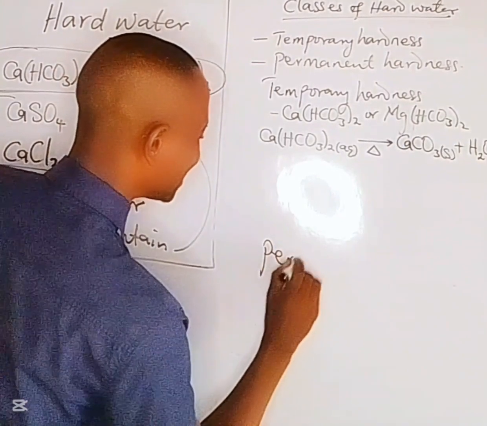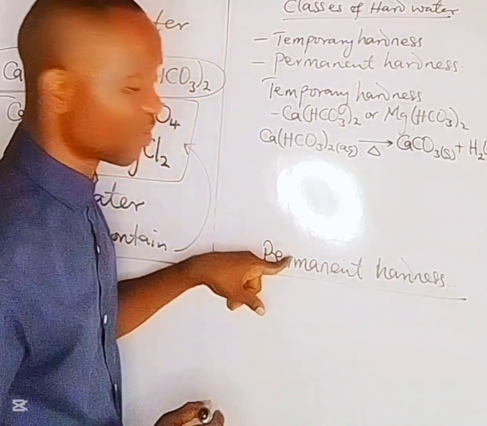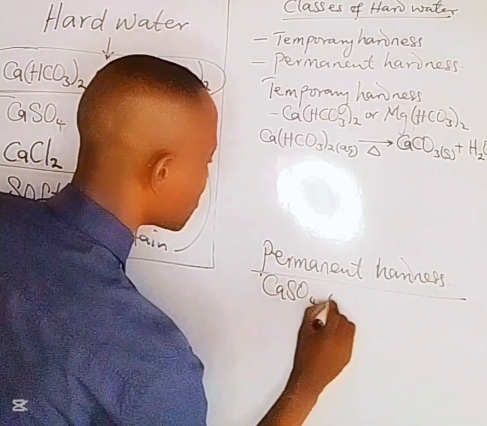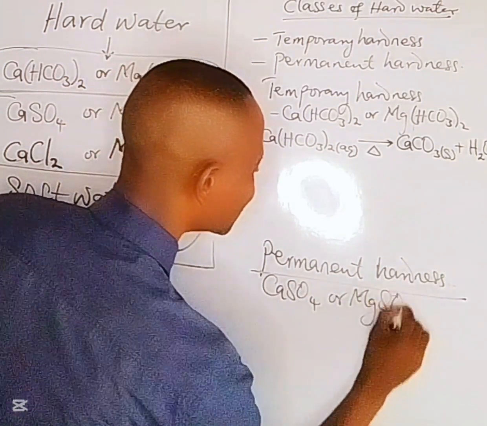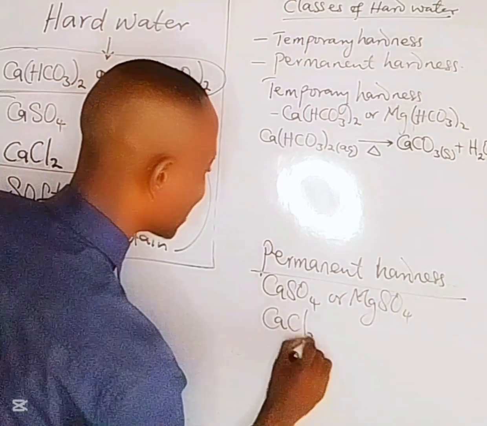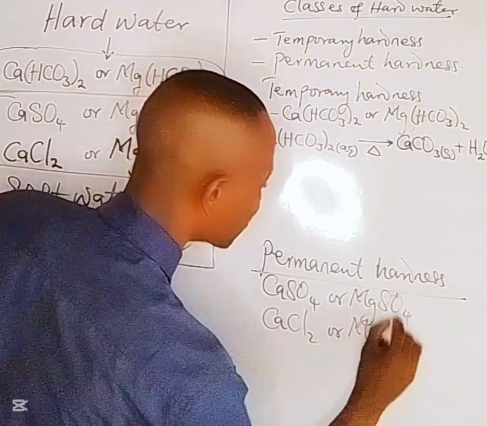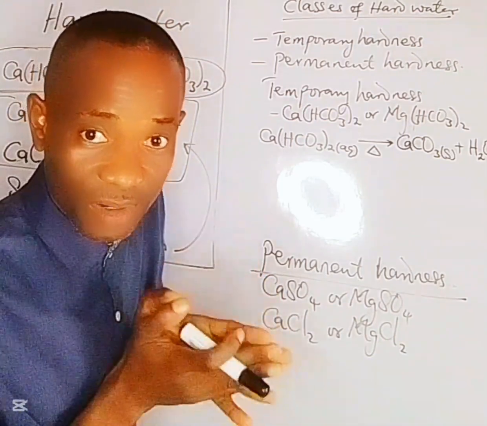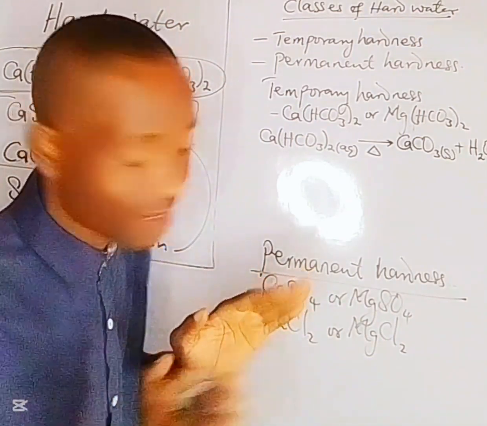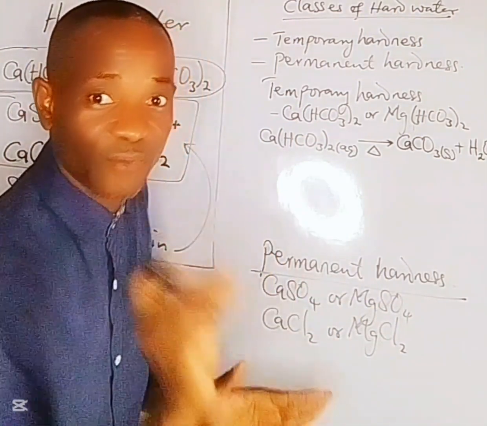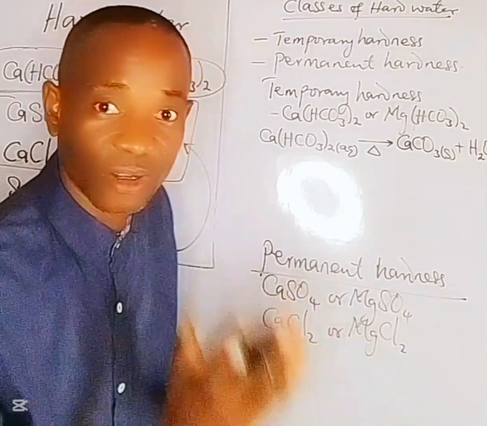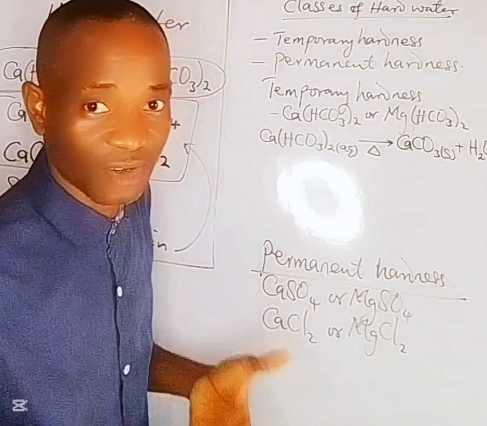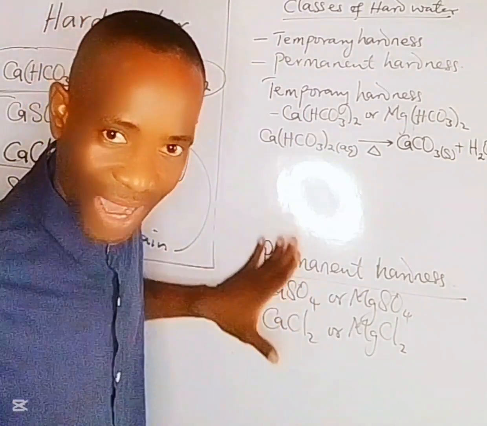Meanwhile, permanently hard water cannot be removed by boiling because it contains calcium sulfate or magnesium sulfate or calcium chloride or magnesium chloride. And these salts cannot decompose under heat. If you heat this from now till next 40 years, these salts cannot break down. And that is why permanent hard water cannot be softened by heating.